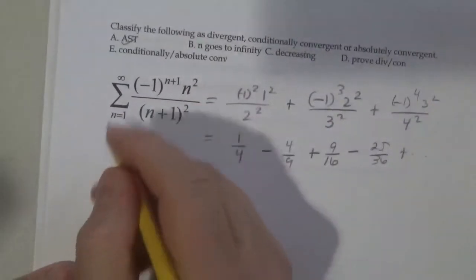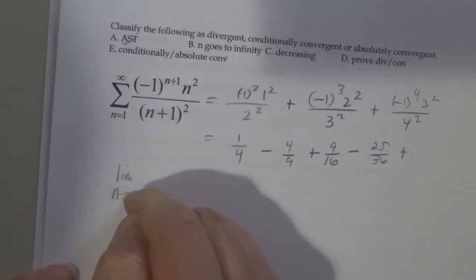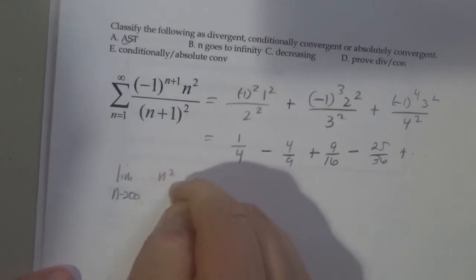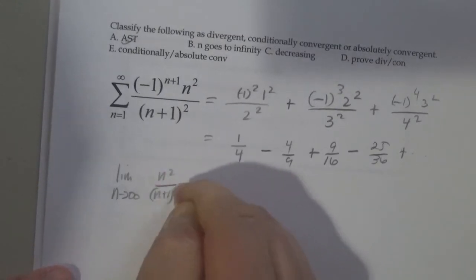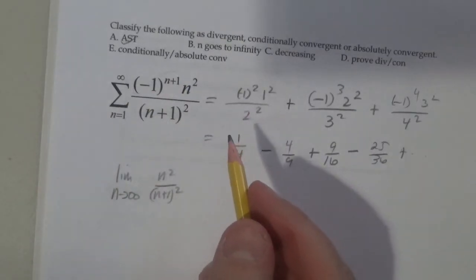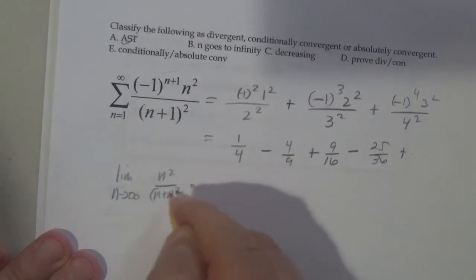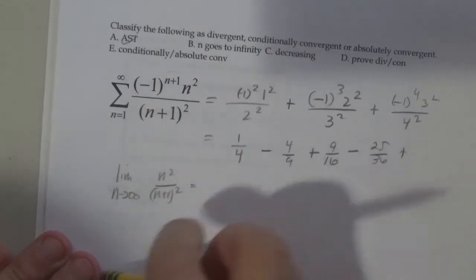What happens to my limit? So the limit as n goes to infinity of n squared over n plus 1 squared. Notice again that I'm not dealing with the negative 1 to the n plus 1. I'm just going to find the limit of the series without that. Hopefully we're all okay with it. This is going to be going to 1.